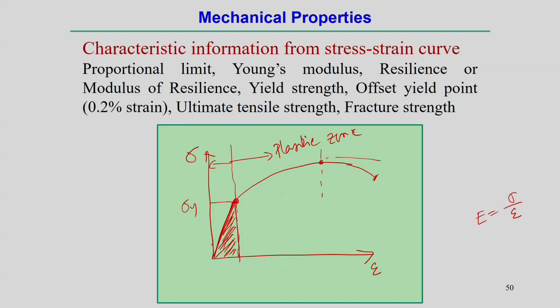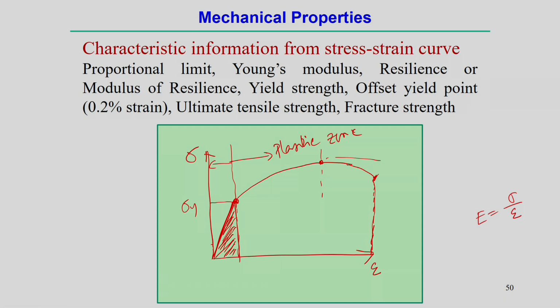Now, in this case the fracture strength is estimated from the total area covered up to the fracture point, that is, the amount of energy absorbed per unit volume. This is the fracture strength at the fracture point, but that area represents the fracture toughness, we can say, for a particular material.